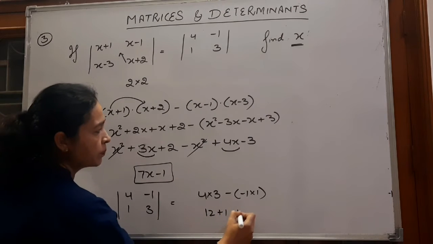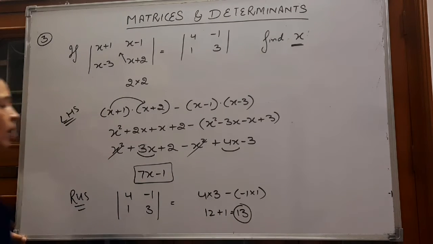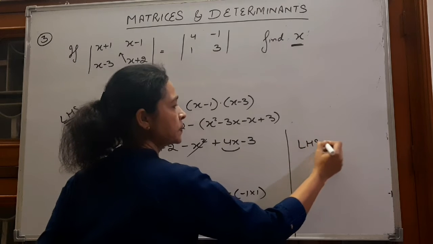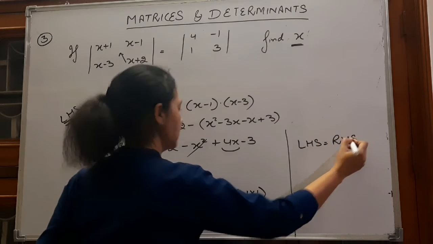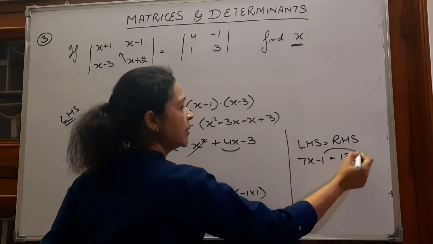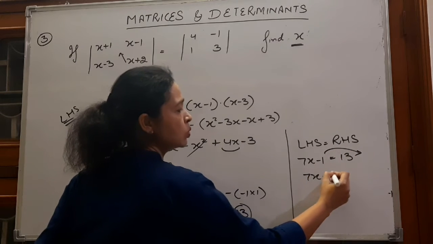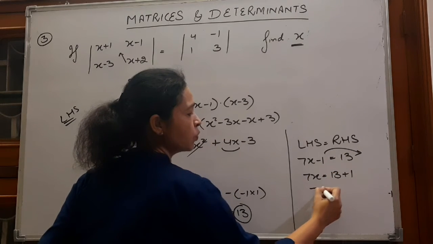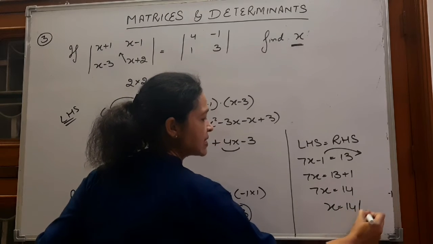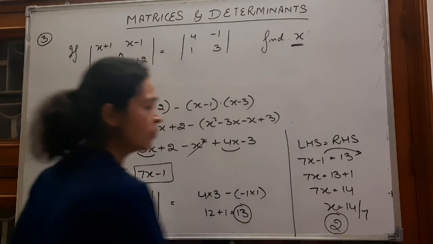12 plus 1, 13. Now, this left hand side is equal to right hand side. It is given. So, left hand side is 7x minus 1, which is equal to 13. 7x equals 13 plus 1, that is 14. And the value of x is 14 by 7. 2 is the value of x.